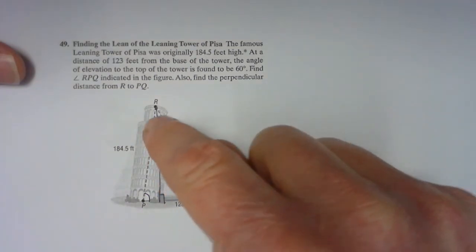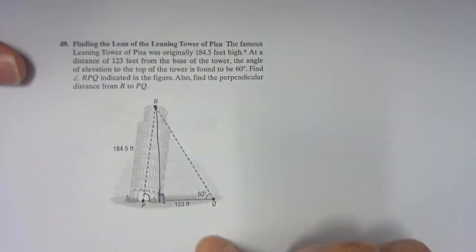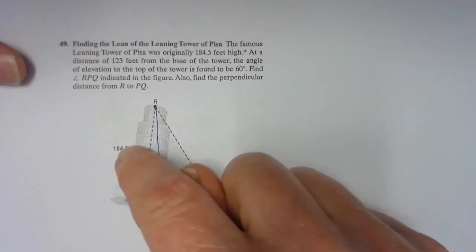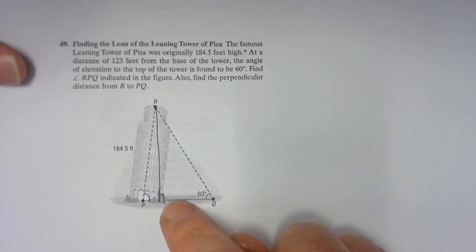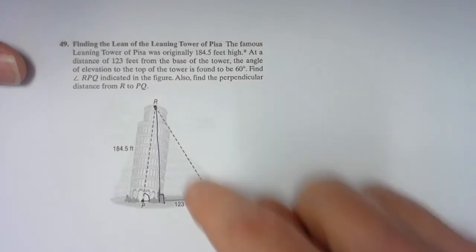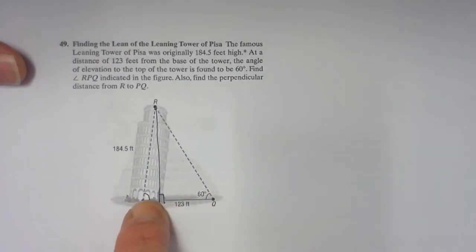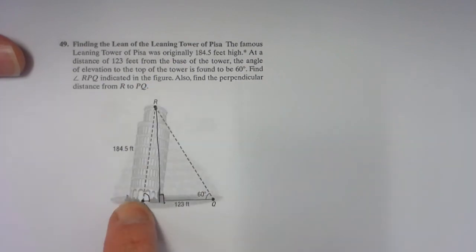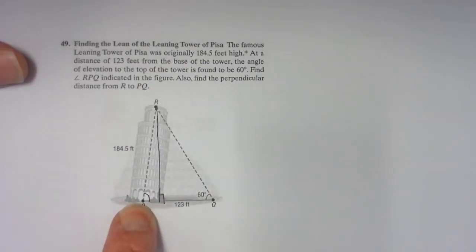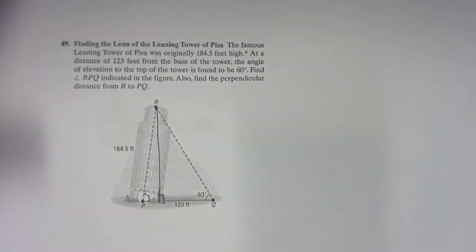If you want to, you could find that angle up there really easily, right? So this goes with this, that angle up there goes with this. That would give you this angle, and then you know two angles, you get the third angle, and that's what they want right there. It's the leaning angle, I believe, RPQ. Once you have that leaning angle, then you can do right triangle trig to figure out that perpendicular distance right there. So give that one a try as well.